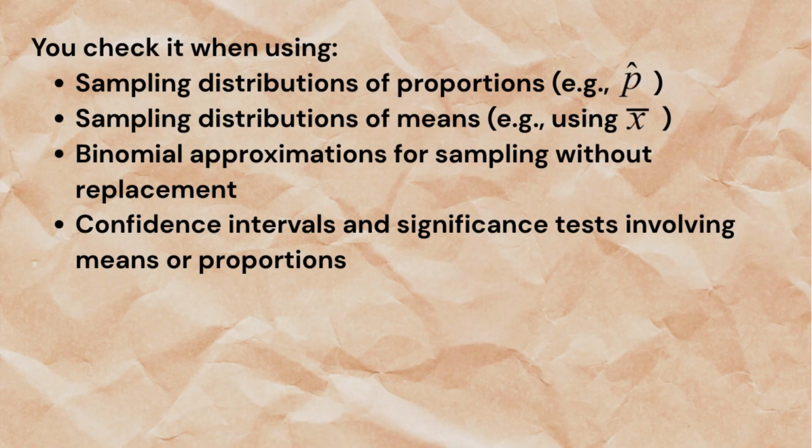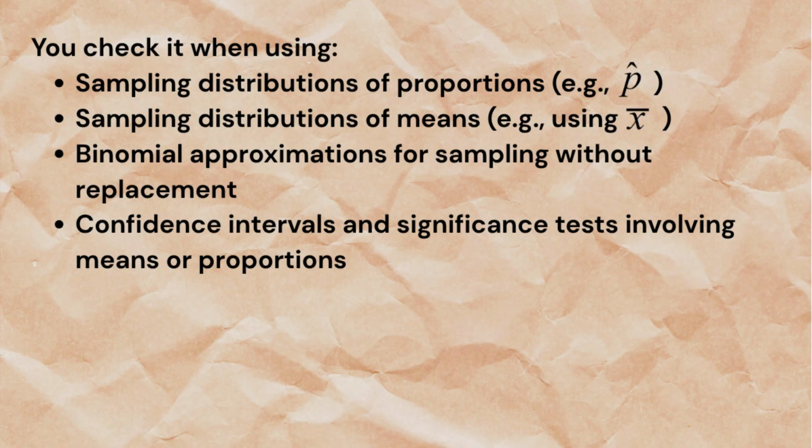Now, why is the 10% so important, and what are some situations when it's used? We check the 10% condition when we're working with sampling distributions of sample proportions. We also do it when we're working with sampling distributions of sample means, and we use it in the binomial approximations for sampling without replacement. That's the example we did in this video with the marbles.